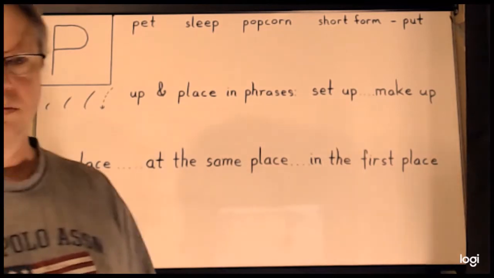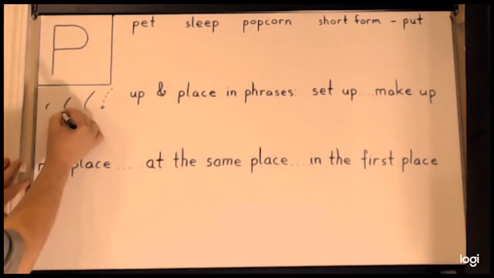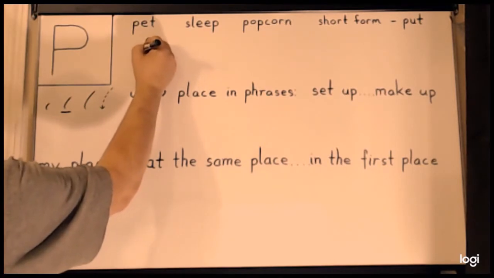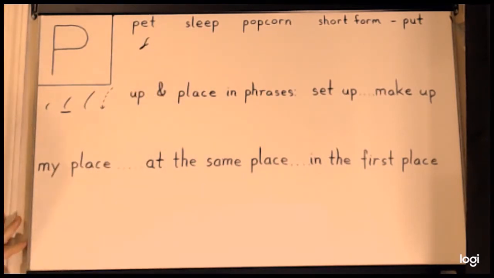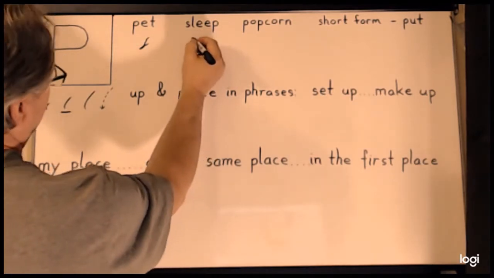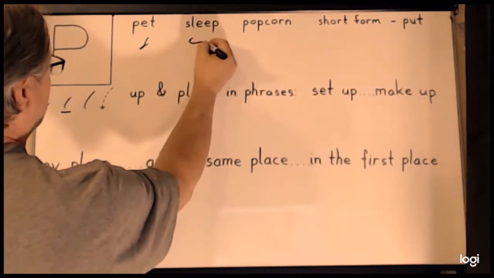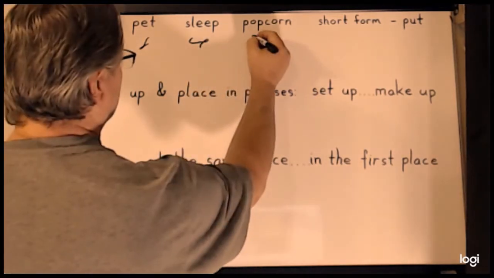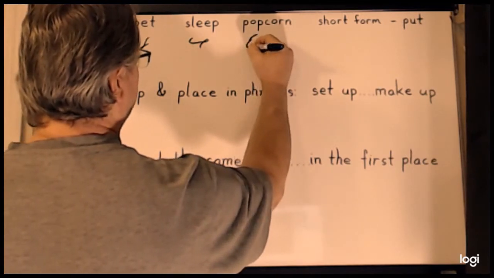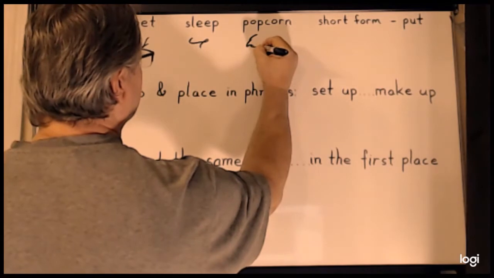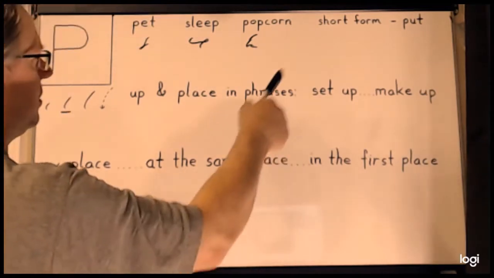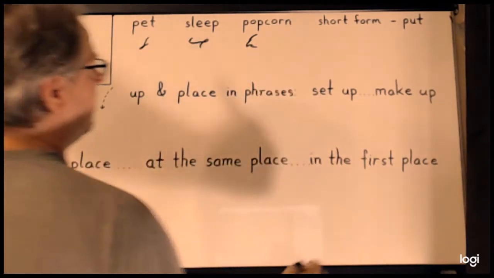Next is the letter P, which is the second stroke in this series. First, we'll write the word pet, which is P-E-T. Sleep, which is a reverse left S, L-E-P. Next word is popcorn. We'll use P, O-P-K, O on its side, N. Now the R is understood here. The short form, put, is P by itself.